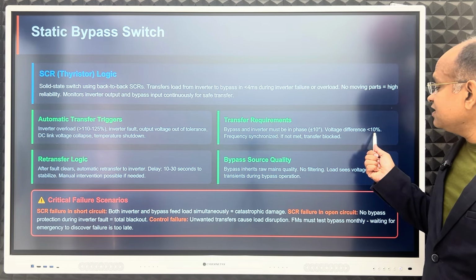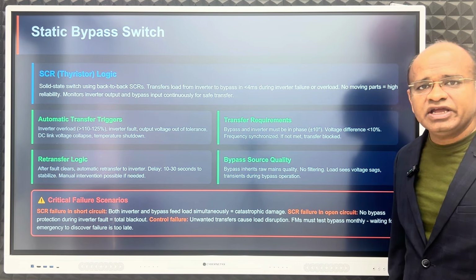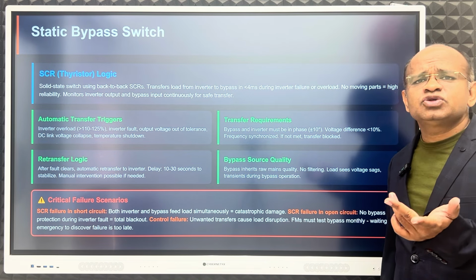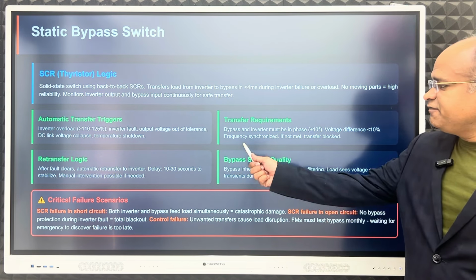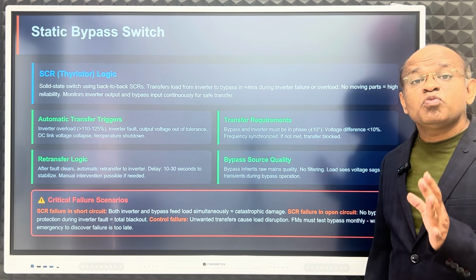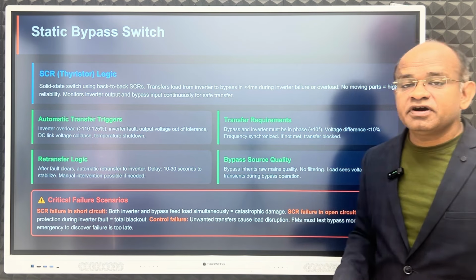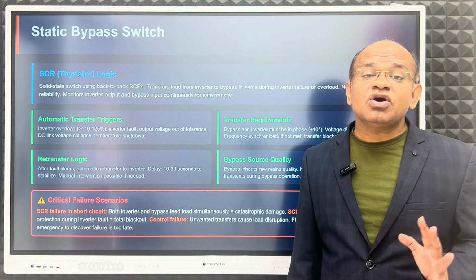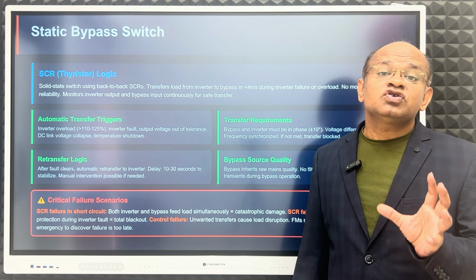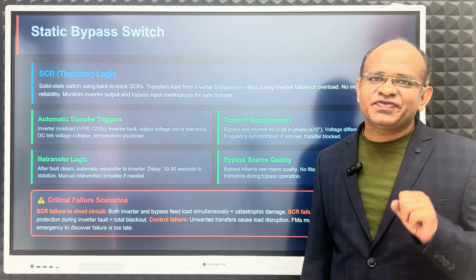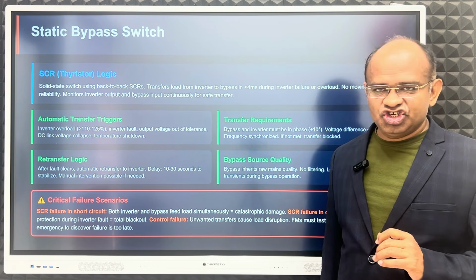Then the voltage difference should be less than 10%. For 230 volts, 10% is 23, so it should be less than that. Then the frequency should be synchronized, 0.1, we know that is the tolerance. If not met, the transfer blocks. All these things are done by your software or firmware. Everything is there in the switch.